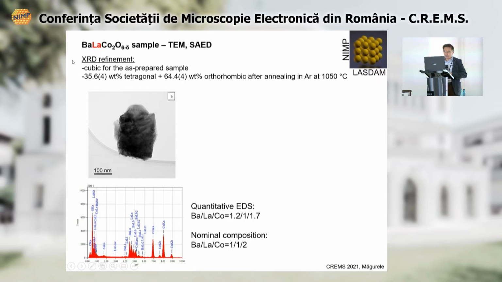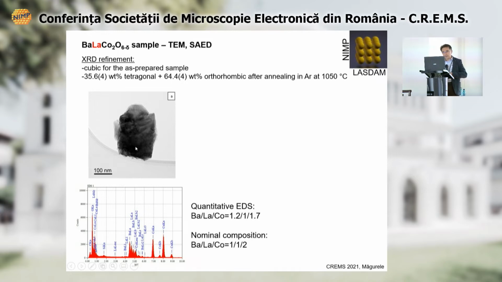After the XRD refinement performed by our colleagues in Poland, they determined the as prepared samples of barium. I will give you two examples: the barium lanthanum cobaltite, and I will start with this, and the next one will be barium praseodymium cobaltite. So for this sample, they determined that the as prepared samples have a cubic structure, while after annealing at 1000 degrees Celsius in argon, the sample contains two phases, about 35% tetragonal phase and 64% orthorhombic phase.